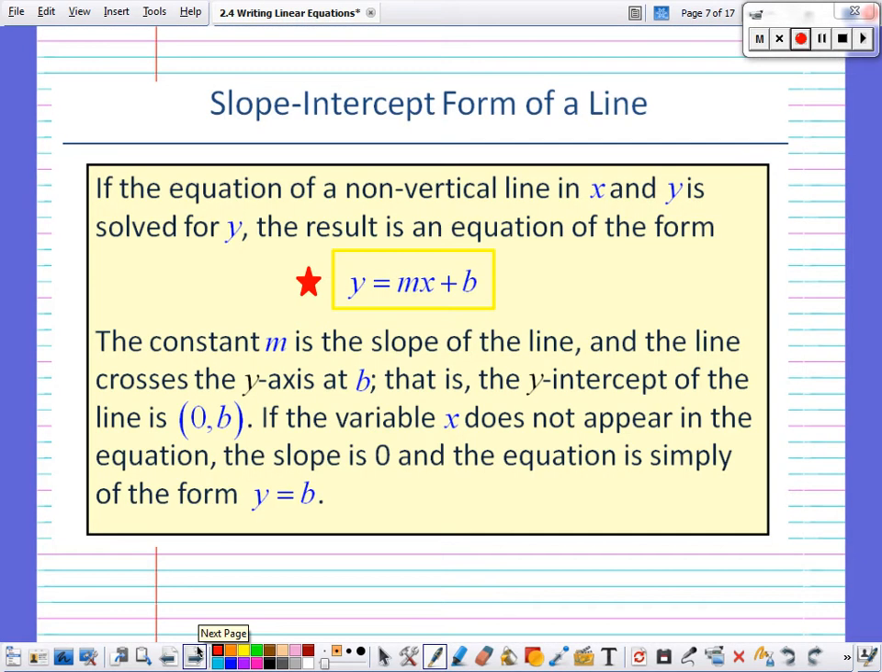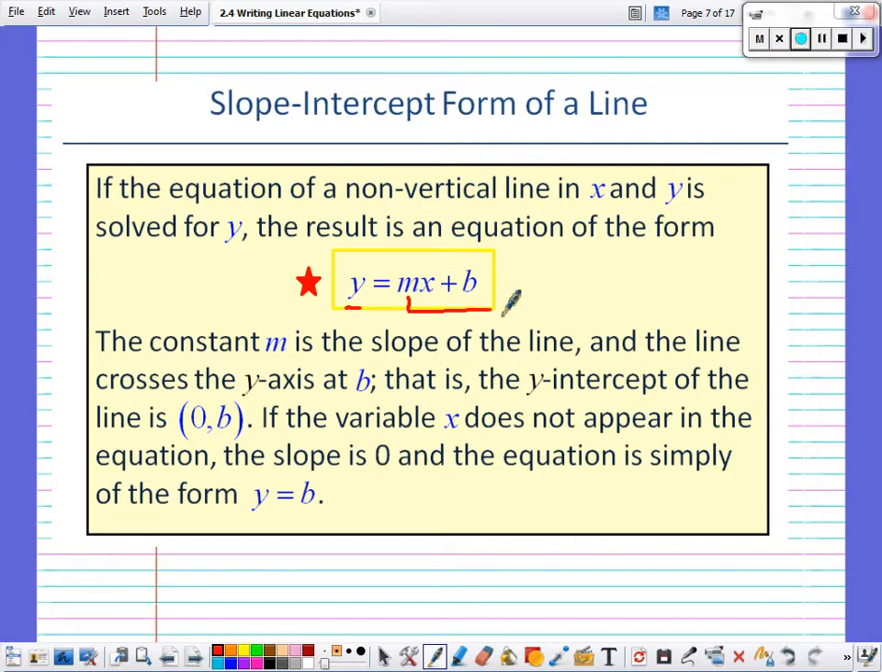Okay. Now let's go ahead and take a look at slope-intercept form of a line. If the equation of a non-vertical line, because remember if it's vertical it doesn't have a slope, so how can it be in slope-intercept form, in x and y is solved for y, the result is an equation of the form y equals mx plus b. If you want to put an equation in slope-intercept form, the idea is to get the y by itself. So y equals mx plus b.